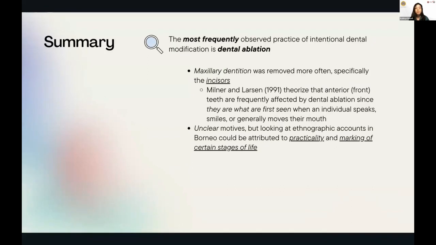The most frequently observed practice was dental ablation, particularly of the upper front incisors. Milner and Larson theorized that this may have something to do with the front teeth being the first thing seen when an individual speaks or smiles or generally moves their mouth. And so this is a reflection of what they want other people to see from them. The motives are unclear, however, as to why these modifications are done, but it could be attributed to things such as practicality in daily activities or marking certain stages of life.